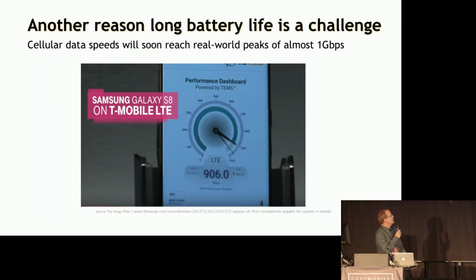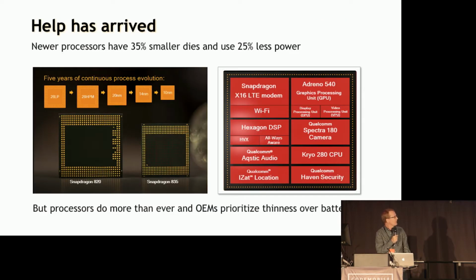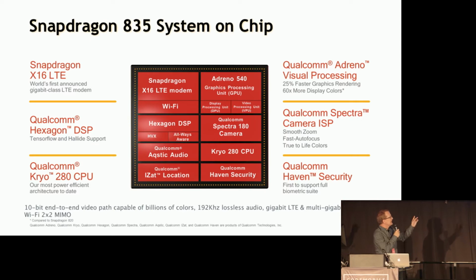Another reason long battery life is a challenge is on the newer devices, we're seeing incredible mobile data speeds. This is a real network, a real test. And it's a peak speed, real-world peak of almost 1 gigabit a second, which is amazing over a cellular network. The newer processors have smaller dies. They're now 10 nanometer, which helps. That's about a 25% reduction in power consumption. But the challenge is we're doing a lot more.